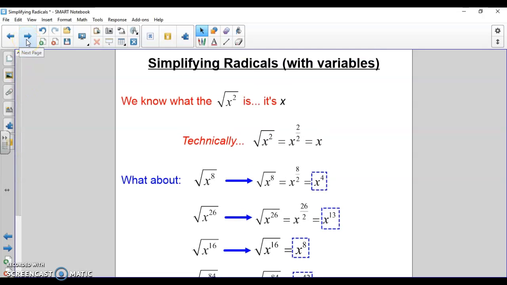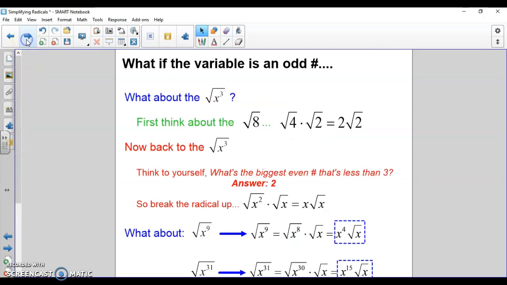But that's only half the numbers. That's the even numbers. What about the odd numbers? So what about like the square root of x cubed? We think about what we did for, say, the square root of 8. Split up the radical. So you're thinking to yourself with these variables, what's the biggest even number that's less than 3? Well, it's 2. So break the radical up.